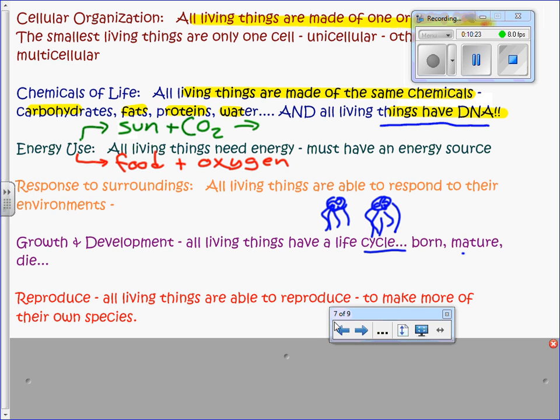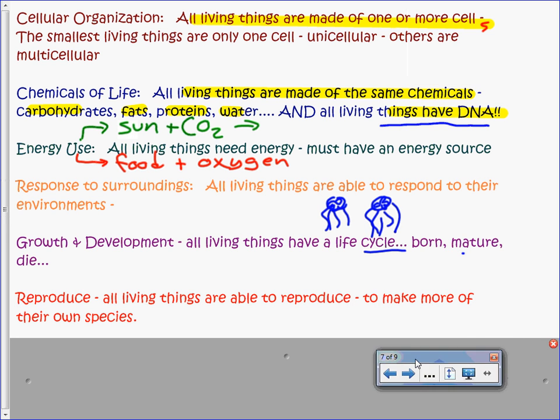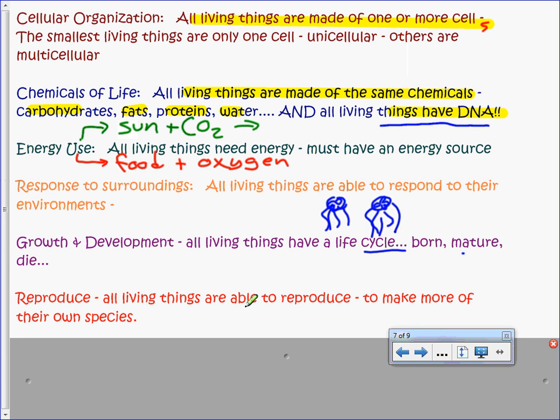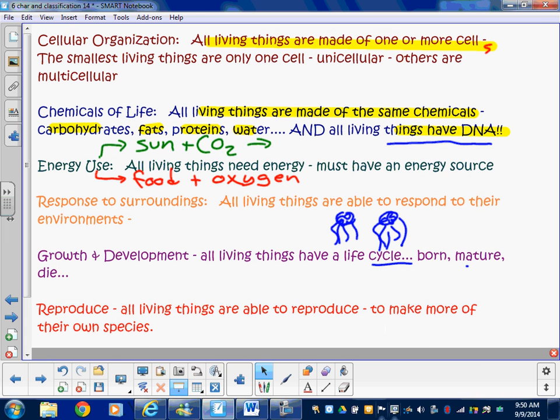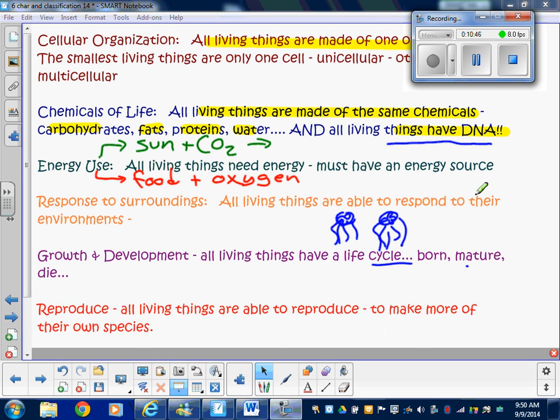Reproduce. All living things are able to reproduce. All living things must be able to make more of their own species. So you can't have just one living thing that is the only one of its kind. That just doesn't really work in real life. Exactly, because then eventually there would be no more.